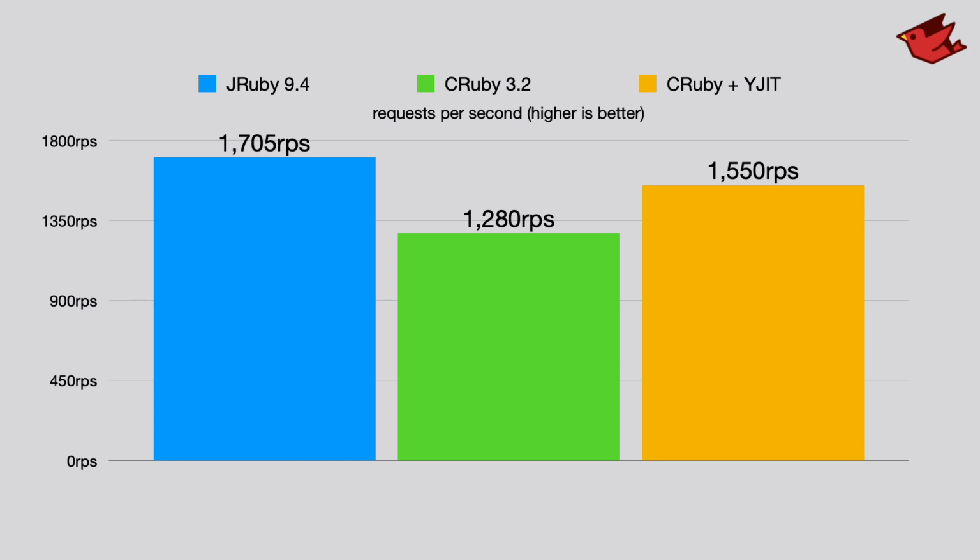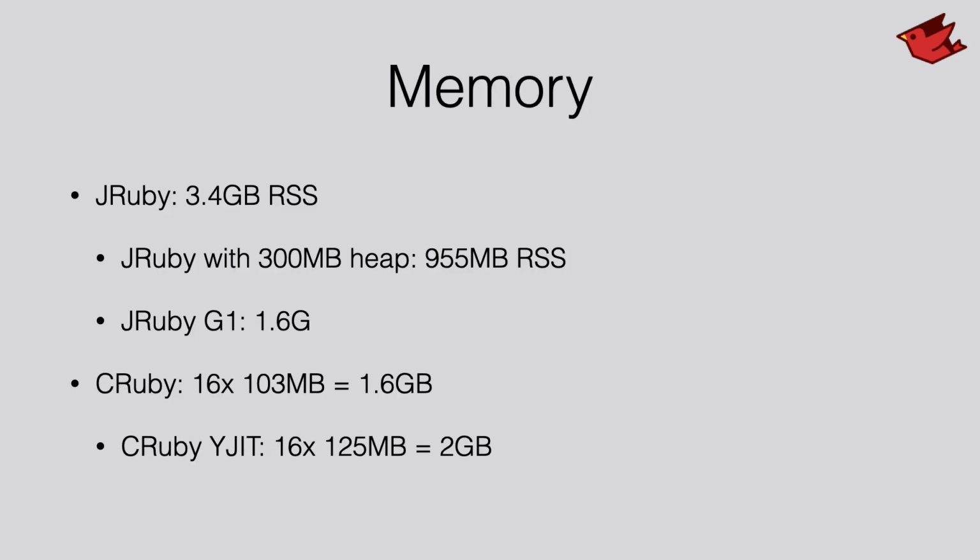Now, this really doesn't tell the whole story. It's important to look not only at how many requests per second you're able to generate, but also how much memory is required to do it. So JRuby, without any configuration, the JVM will just try to use as much memory as you've got available. It likes to stretch its legs.